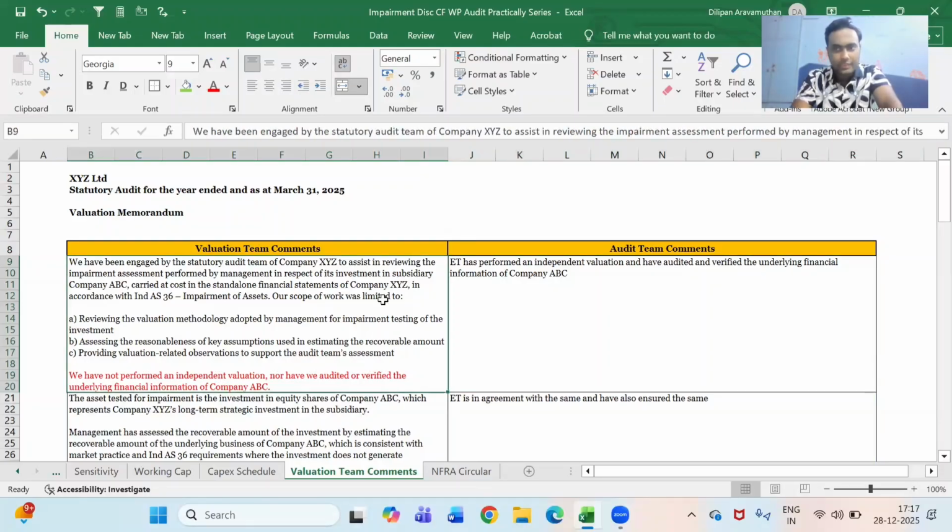So, they've given a caveat here. Whatever is a caveat, I've highlighted that in red. So we need to dispose of these caveats, because we need to ensure at the end of the day that if something is not cleared by the valuation team, we are getting comfort over it on our own by performing audit procedures. That is the whole purpose of it.